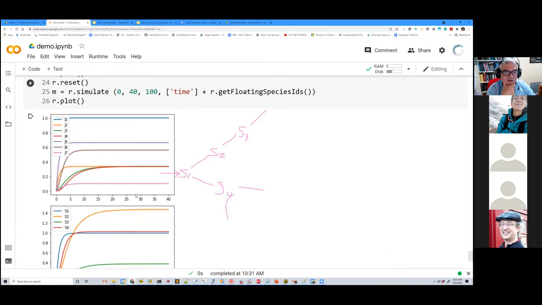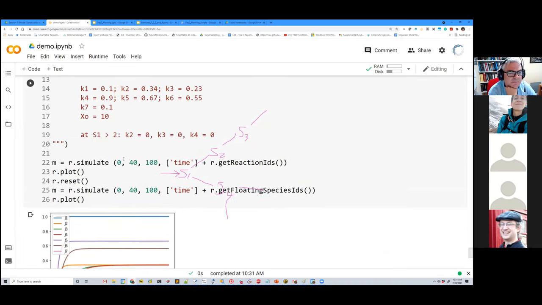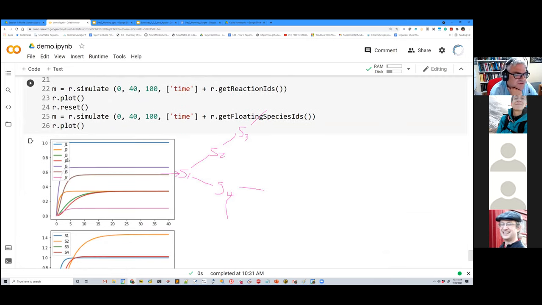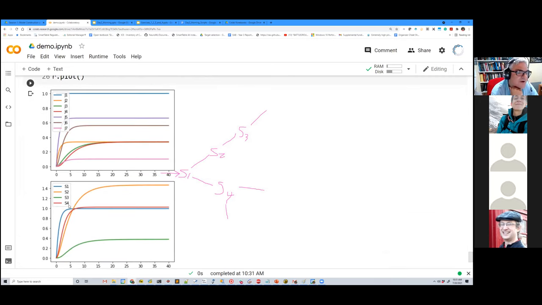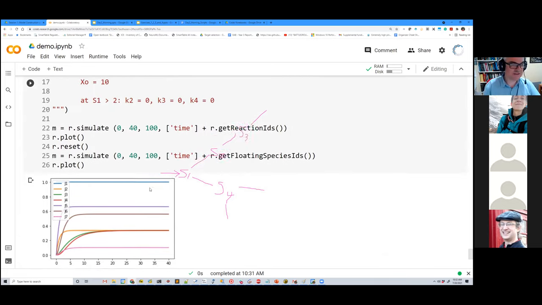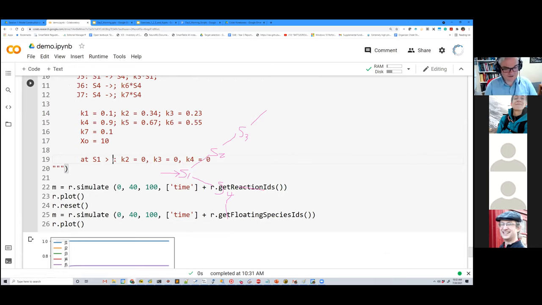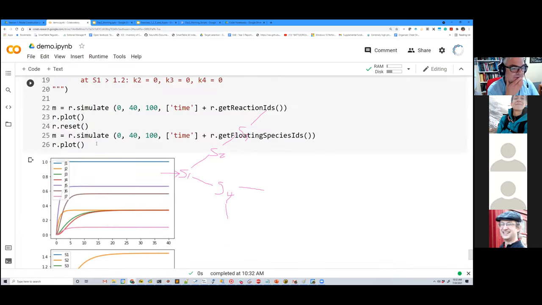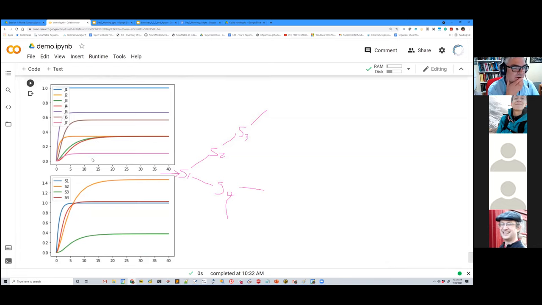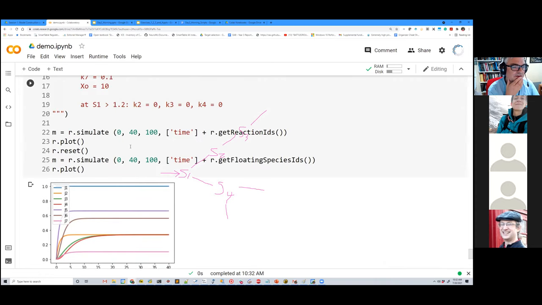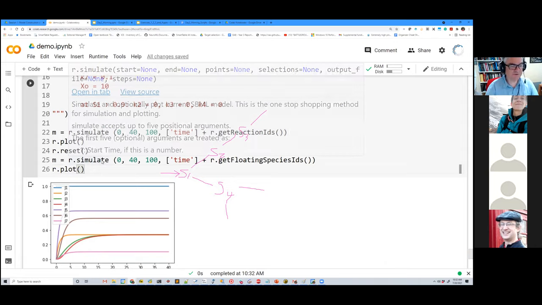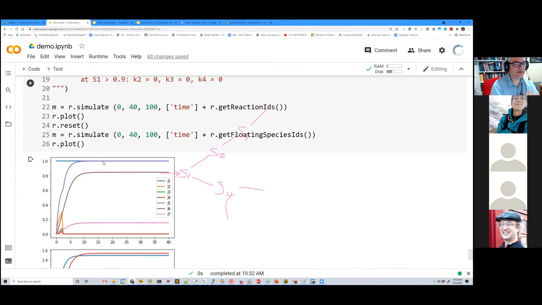Doesn't look very exciting. Actually, there's something not quite right there, is there? What happened there? S2... Oh, I see. S2 actually never gets to 2. So the event is never actually fired. So let's bring it down to say 1.2. Okay, now we do it. S1 is still not fired. Am I doing something wrong here or what? Oh, that's better. Okay.